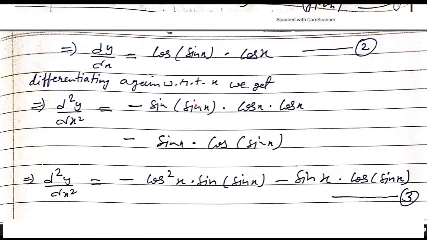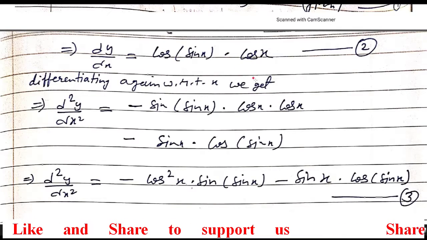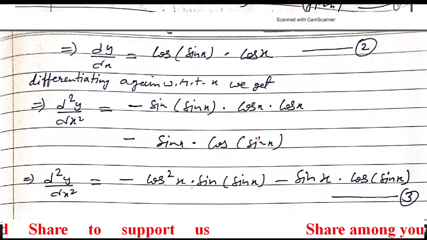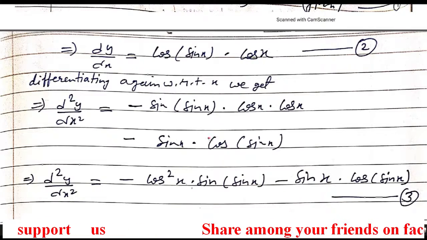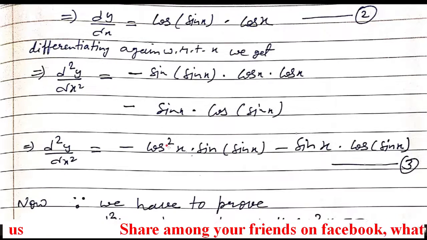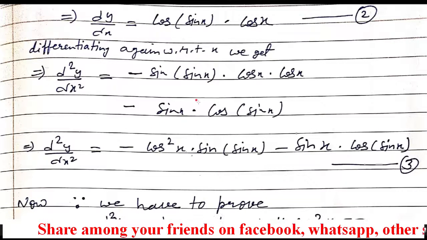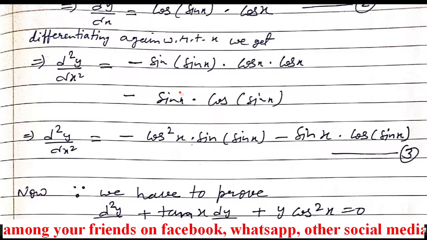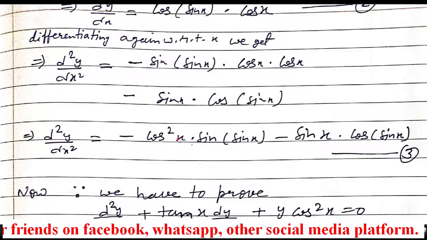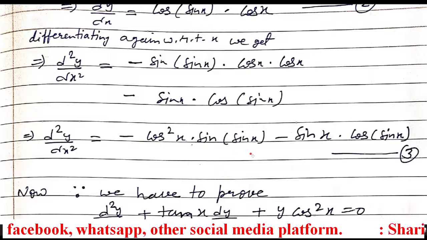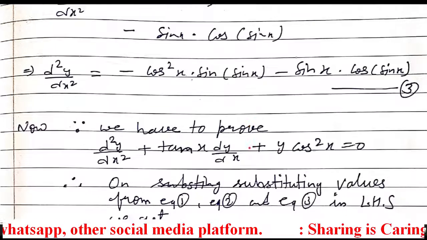So I hope it's clear to you. Here we have two functions, cos(sin x) multiplied by cos x. First I differentiated cos(sin x), so its differentiation is minus sin(sin x) times cos x, and this cos x as it is. Then I kept cos(sin x) as it is, and I differentiated cos x, and cos x differentiation is minus sin x. Now here we can see that I wrote some functions as they are by adjusting them. Now we have to prove this result.